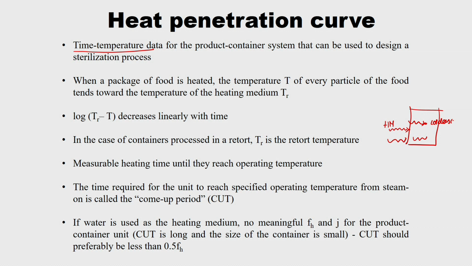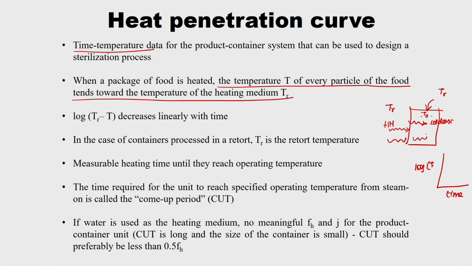So, the temperature of every particle of the food tends toward the temperature of the heating medium. The heating medium we call here as TR. So, when I give TR to heat the food product, every food product initially at temperature T0 tends to come to TR, right. When I plot time versus log of (TR minus T), that is nothing but the heat penetration curve. This penetration depends upon many factors. If it is a liquid food, viscosity is one of the parameters. If it is a solid food, thermal diffusivity. That we will discuss in the subsequent classes.